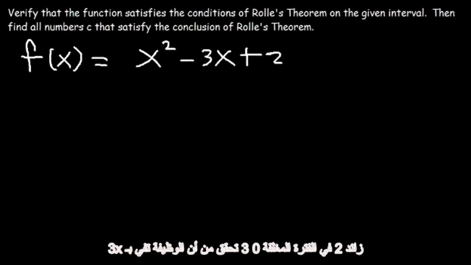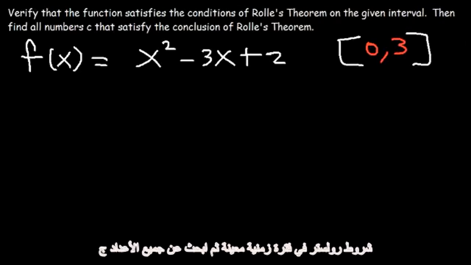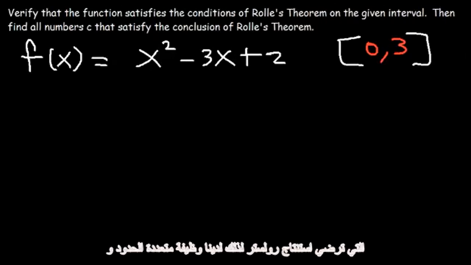Now how can we apply this information to a problem? Let's say that f of x is equal to x squared minus 3x plus 2 on the closed interval 0, 3. Verify that the function satisfies the conditions of Rolle's theorem on the given interval, and then find all numbers c that satisfy the conclusion of Rolle's theorem.